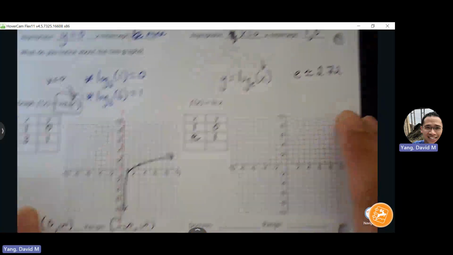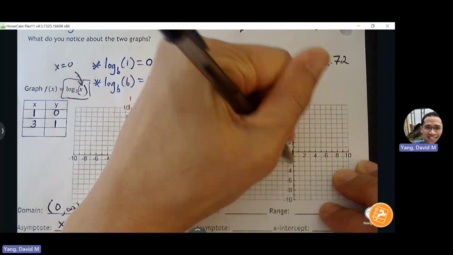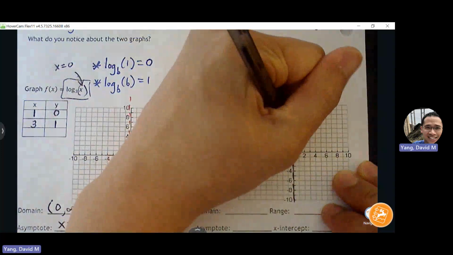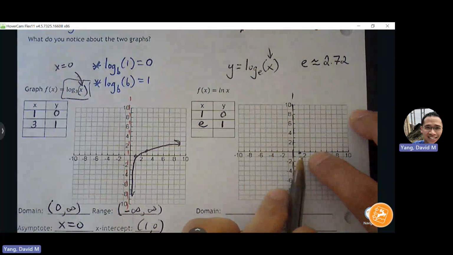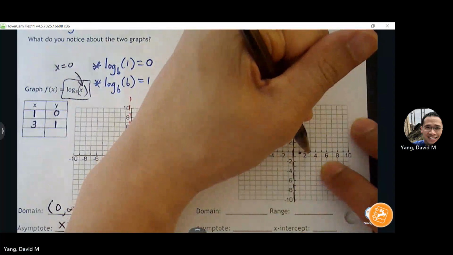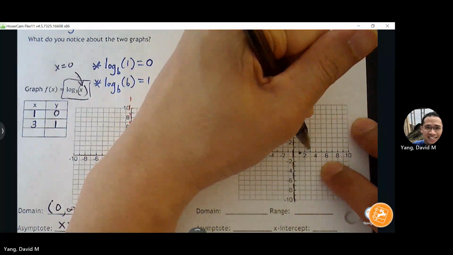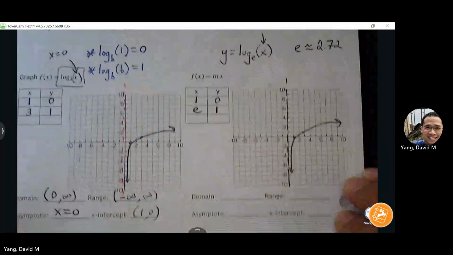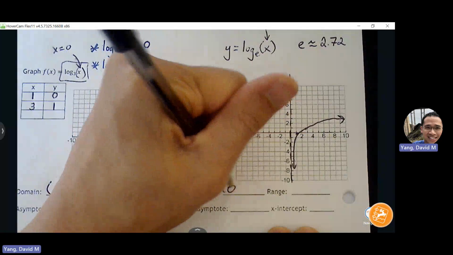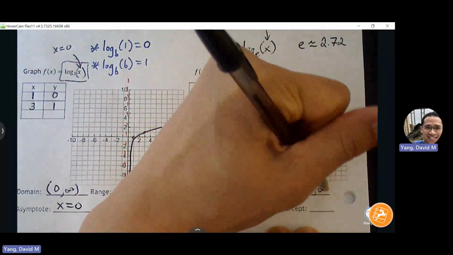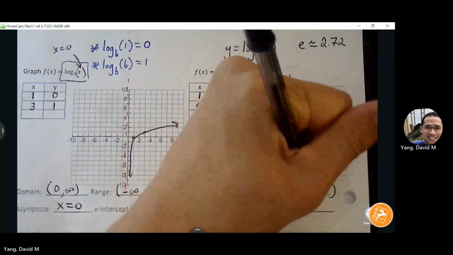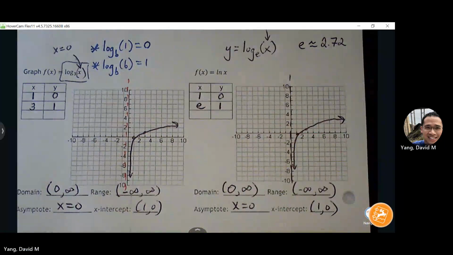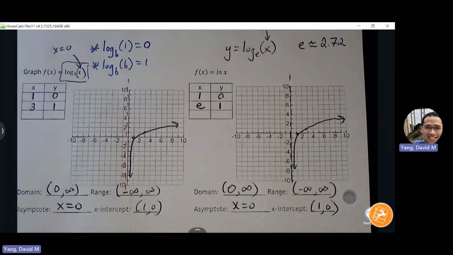Okay, asymptote, same place, still at x equals 0. So that's all I need. So my vertical asymptote, the point (1, 0), and (e, 1), so just go to a little bit past 2.5. Same shape. Domain's the same. Range is the same as before. Asymptote, x-intercept. Okay, are we okay so far? All right, let's go to the next page.